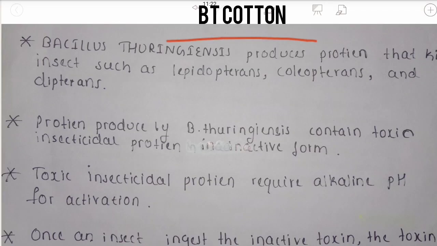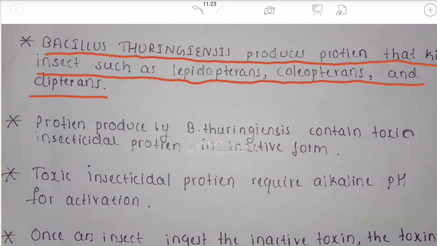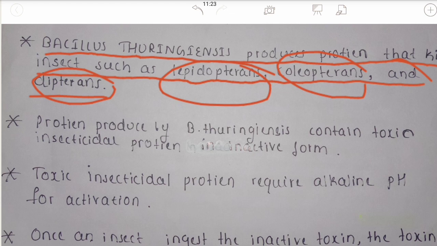Bt cotton. We'll understand about Bt cotton. Bt cotton is a genetically modified insect resistant variety of cotton. Bacillus thuringiensis produces proteins that kill insects such as lepidopterans, coleopterans and dipterans. Some strains of Bacillus thuringiensis produce crystalline proteins that kill insects such as lepidopterans, commonly known as tobacco budworm and army worm, coleopterans, which are beetles, and dipterans, which are normally flies and mosquitoes. So it will kill these types of insects which harm the crops.